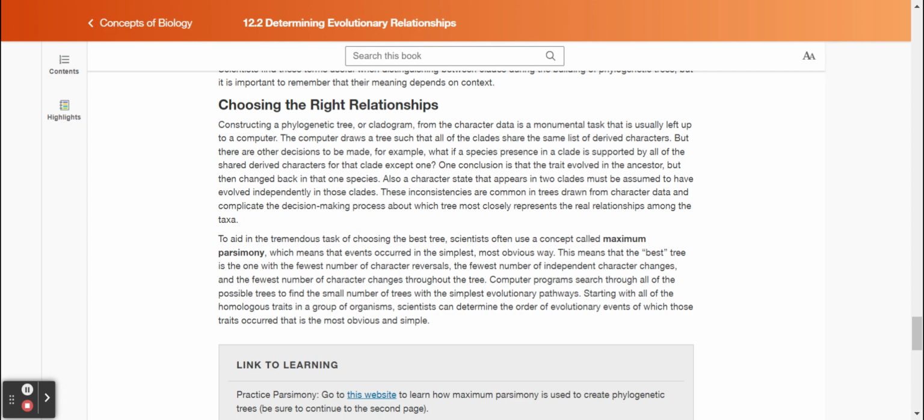One conclusion is that the trait evolved in the ancestor, but then changed back in that one species. Also, a character state that appears in two clades must be assumed to have evolved independently in those clades. These inconsistencies are common in trees drawn from character data and complicate the decision-making process about which tree most closely represents the real relationships among the taxa.